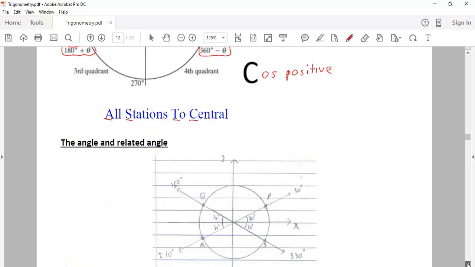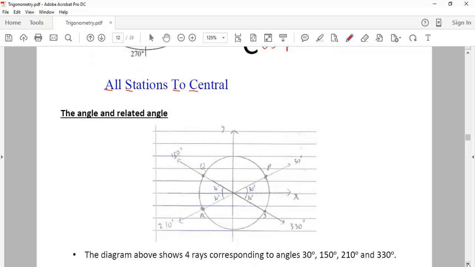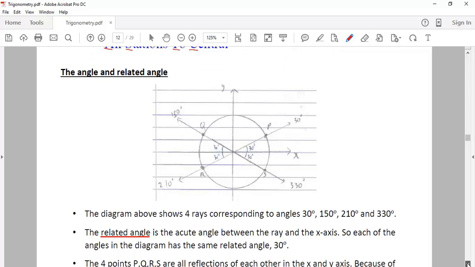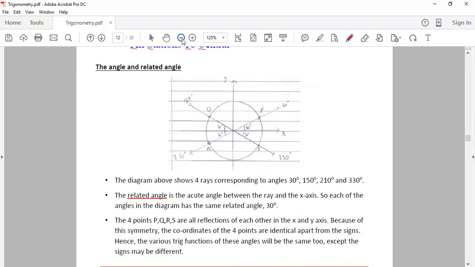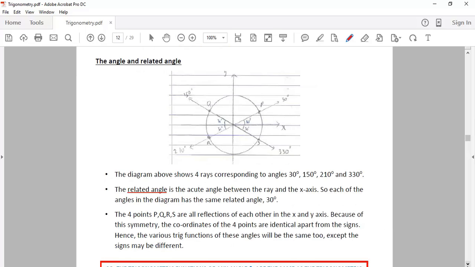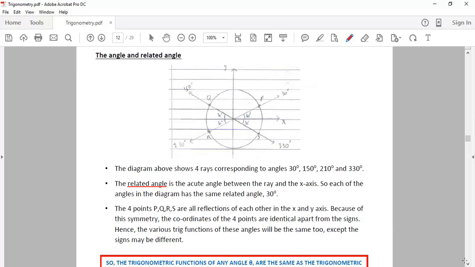So the next bit, we're going to look at the angle and the related angle. Alright, so the related angle is pretty much the angle between the x-axis and your ray, or the line. So that there, that's your related angle.